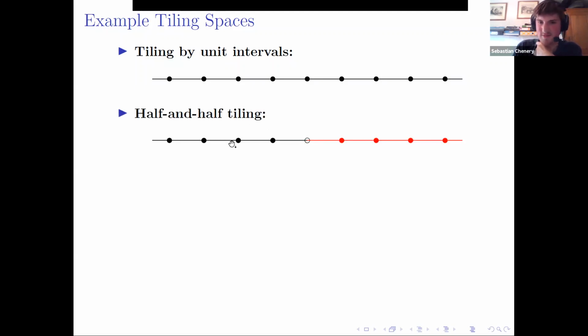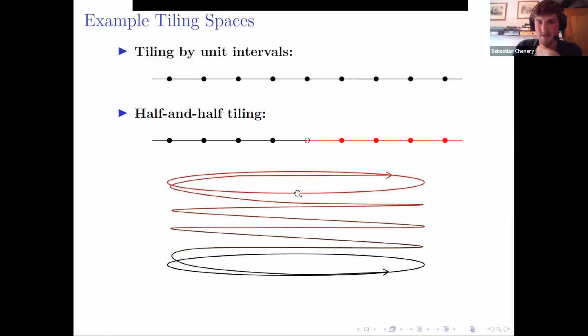And the next one is half and half. So I have half black tiles and half red tiles, and this is the origin in the middle. If I translate infinitely to the right, I'm going to get just a tiling of all unit intervals that have this label black. And if I translate infinitely to the left, then they're all going to have the label red. So it's going to look like two copies of this circle we had before, but there's a sort of spiral that goes asymptotically up to each one. And this is an interesting space. There are some interesting things going on, and I encourage you guys to think about it.